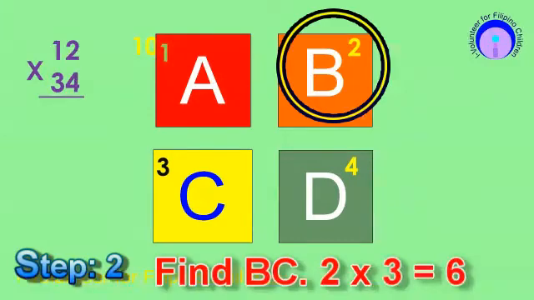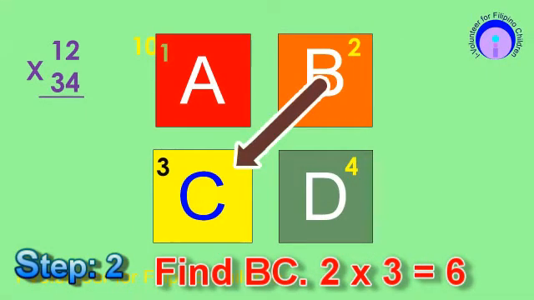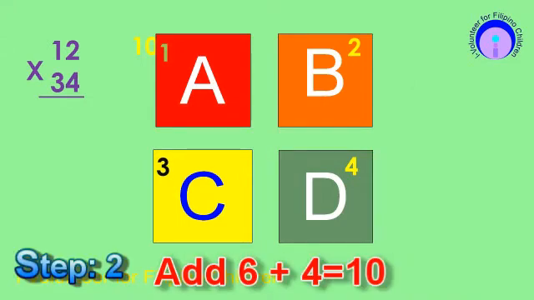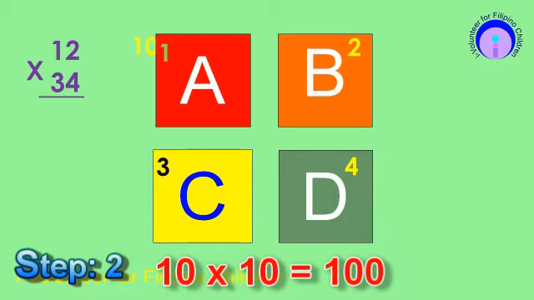Step number 2, find BC. 2 times 3 is equal to 6. Add 6 to the previous answer, which is 4. 6 plus 4 is equal to 10. And multiply it by 10 to make 100.